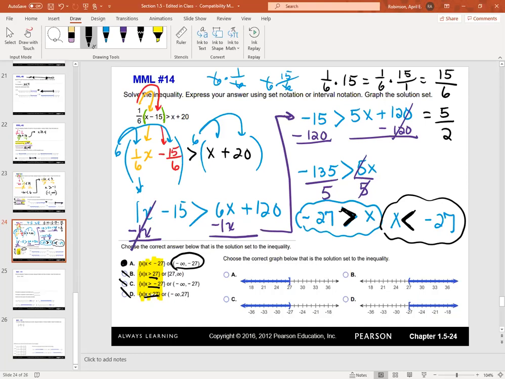So the correct graph has to start at negative infinity and go up to negative 27, but don't include it. That would be this one here. So it's starting at negative infinity down here, comes up and includes that. That was fun. Look at all that pretty work.